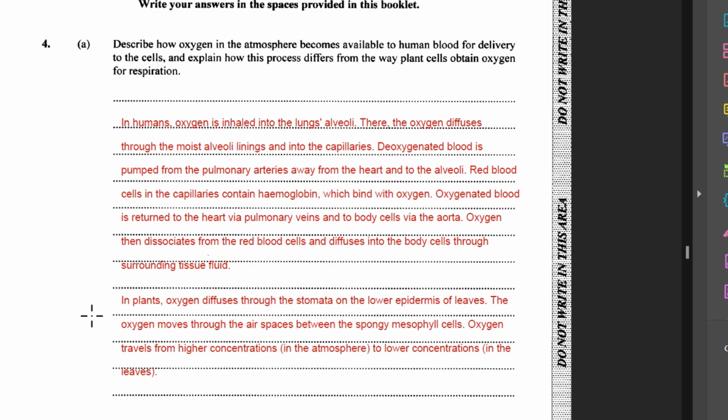In plants, however, of course, we don't have all these networks. In plants, oxygen diffuses through the stomata on the lower epidermis of the leaves, just like carbon dioxide. The oxygen moves through the intercellular air spaces between the spongy mesophyll cells. And this is because of diffusion, because diffusion is the transport of a fluid from a higher to a lower concentration. So oxygen travels from higher concentrations in the atmosphere to lower concentrations in the leaves.